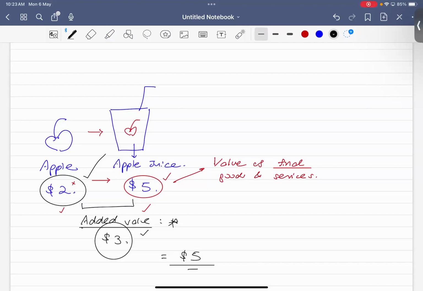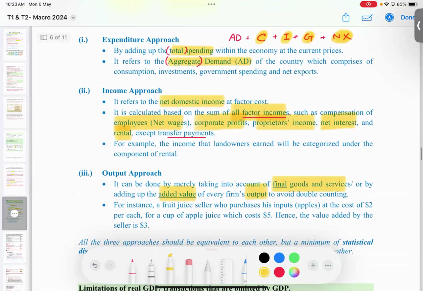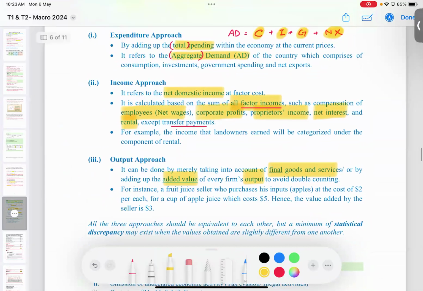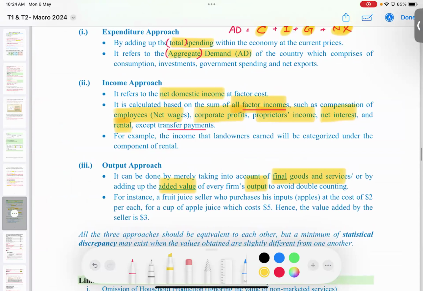Yeah. So these are the three approaches. But of course, in reality, there will be some discrepancy, so it's not always that the three of them are equal to each other. So in an exam or midterm, how do you decide which approach to choose?